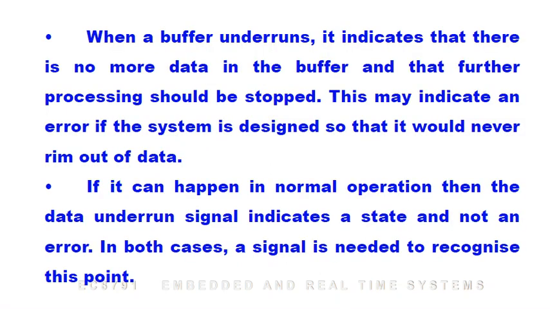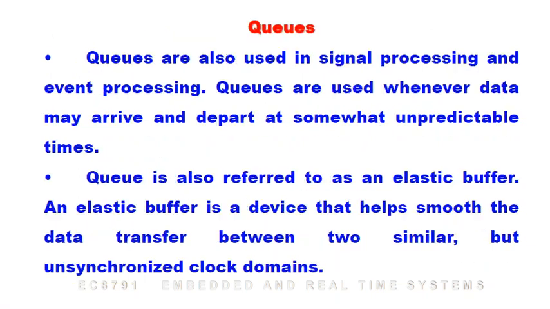Okay, when a buffer underruns, it indicates that there is no more data in the buffer and that further processing should be stopped. This may indicate an error if the system is designed so that it would never run out of data. If it can happen in normal operation, then the data underrun signal indicates a state and not an error. In both cases, a signal is needed to recognize this point.